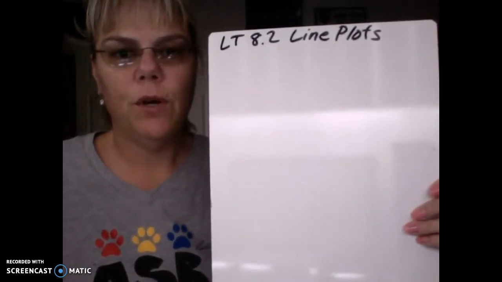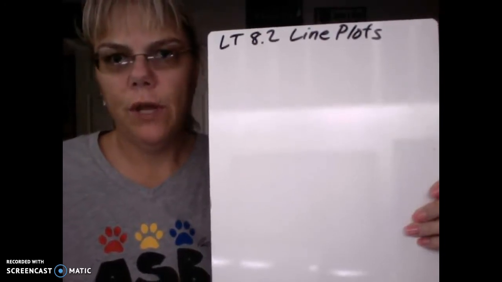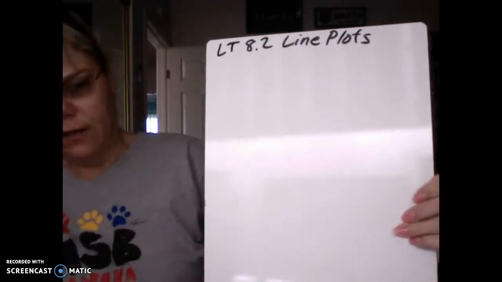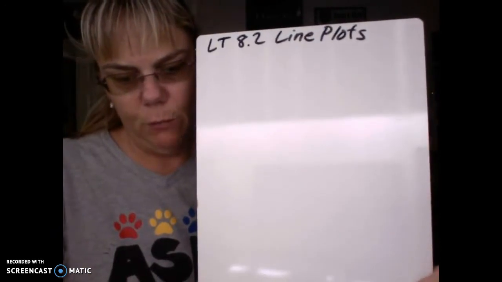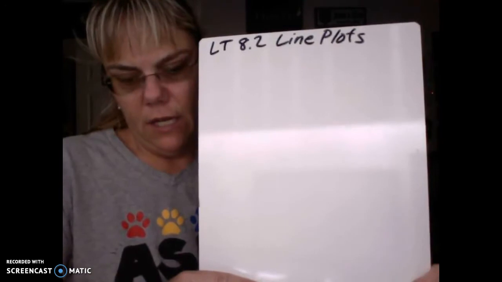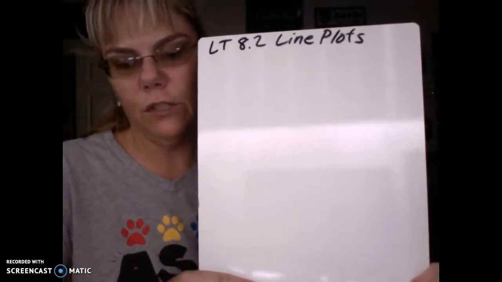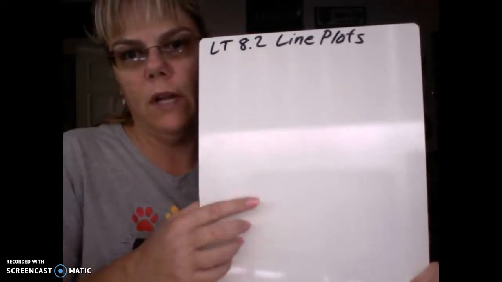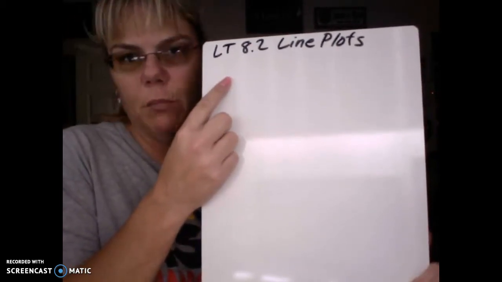Hi guys, we're going to start doing Learning Target 8.2, which is, I can display numerical data in plots on a number line, including dot plots, histograms, and box and whisker plots. So this is our first lesson. It's actually from the book, chapter 12, lesson 1. It's called line plots, which is very similar to the dot plots.